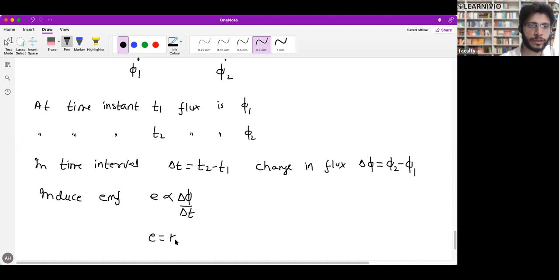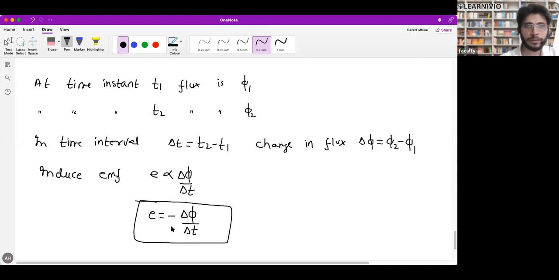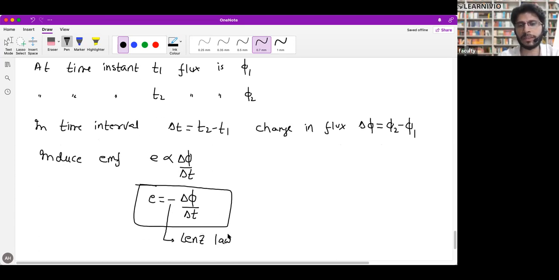So this is equal to K times delta phi over delta t. When you remove the sign of proportionality, I'm directly writing the value of K, that's minus 1. So it's minus of delta phi by delta t. This is induced EMF. This negative sign represents a law known as Lenz's law. We'll discuss Lenz's law. Lenz's law will tell the direction of induced current and the polarity of induced EMF. So the negative sign here represents Lenz's law.